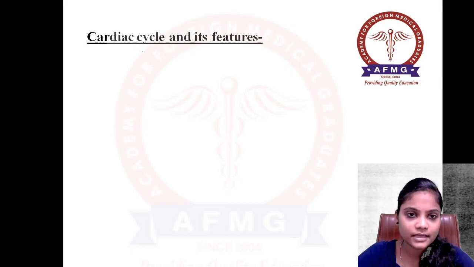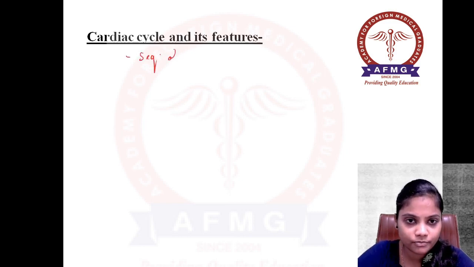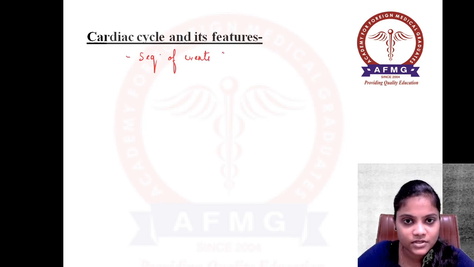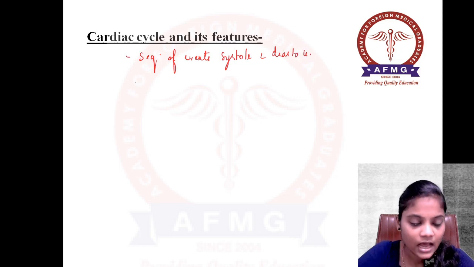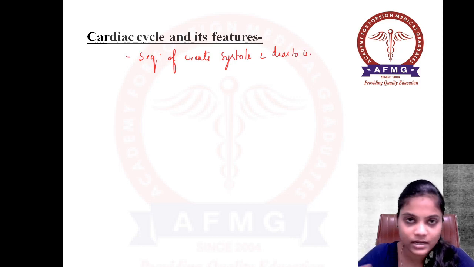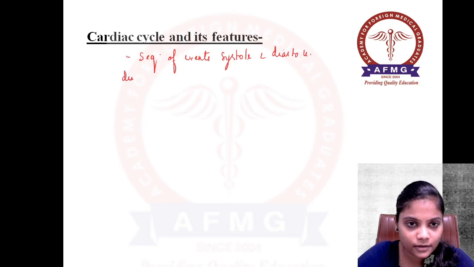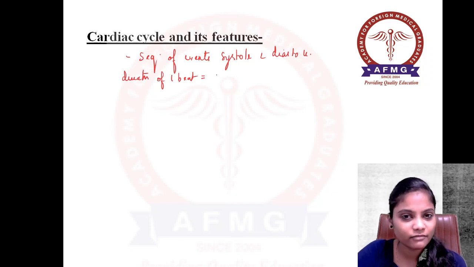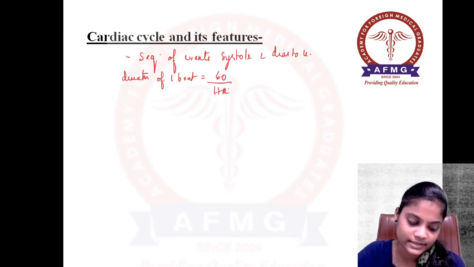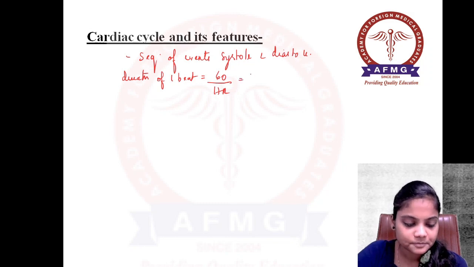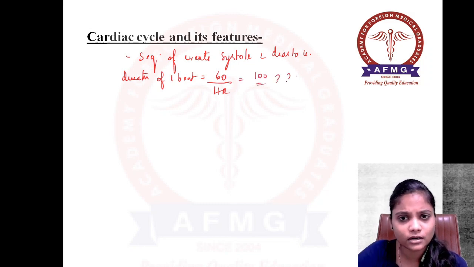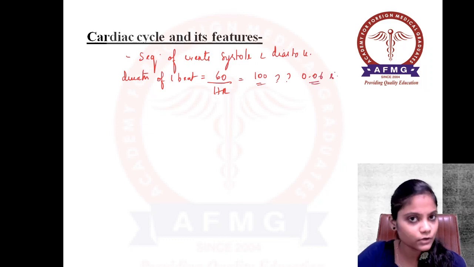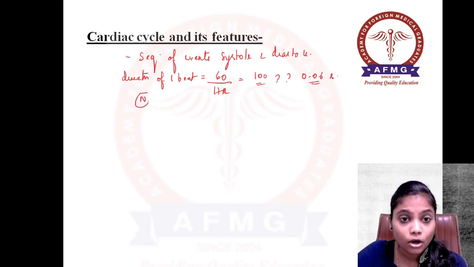What does cardiac cycle mean? It is a sequence of events in which there is the formation of systole and diastole. There is one systole and one diastole. How do you calculate the duration of a beat? The duration of one beat is calculated by a fixed formula, 60 divided by heart rate. For example, if your heart rate is 100, the duration of the beat will be 0.6. This is just an example. The normal duration of one beat is 0.8.